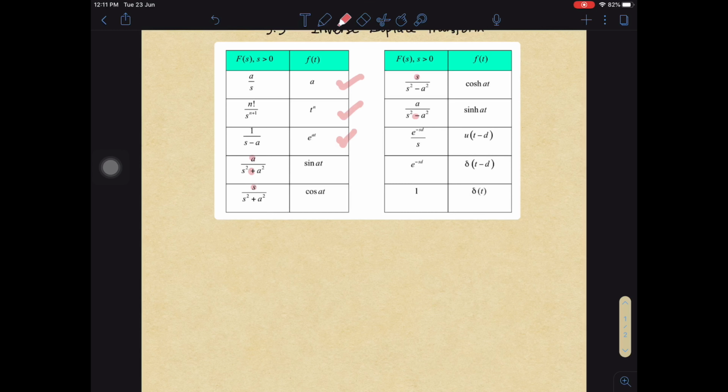Okay, so for example, if you have the function F(s) equal to 4 over s square plus 9.